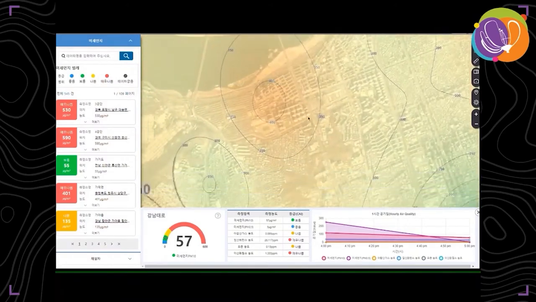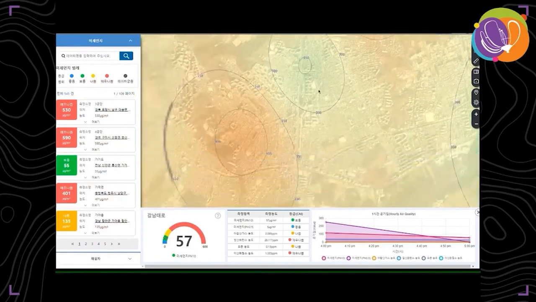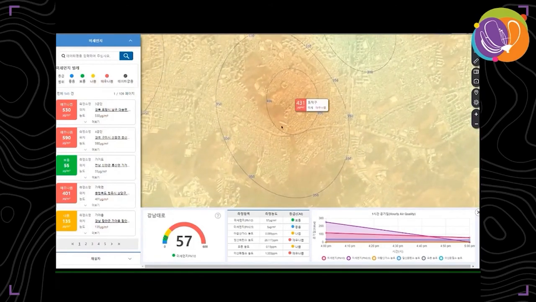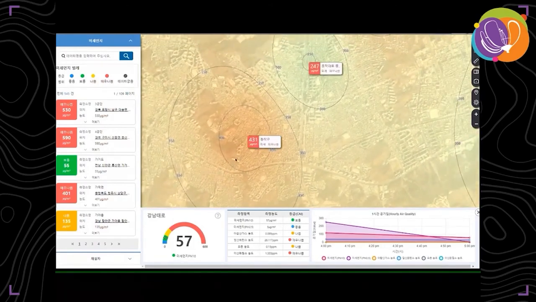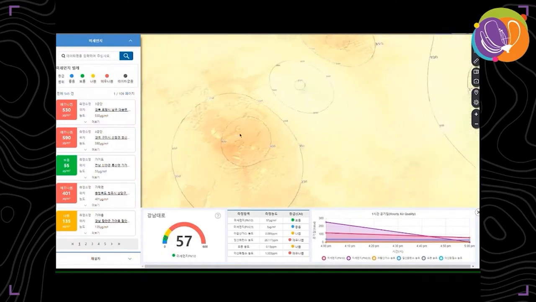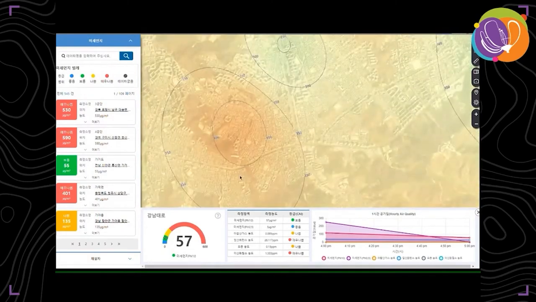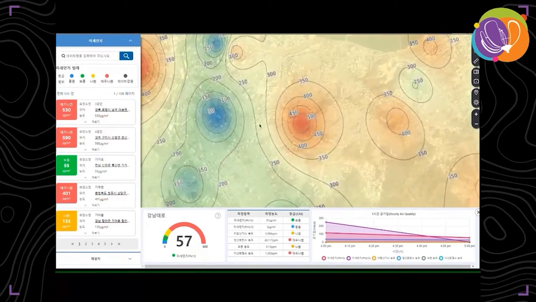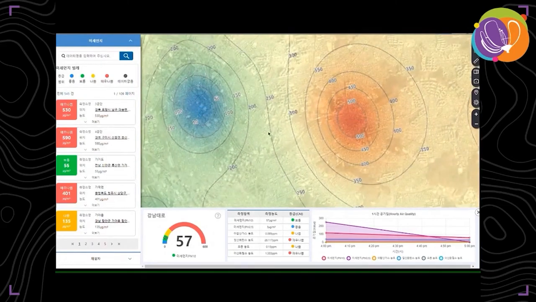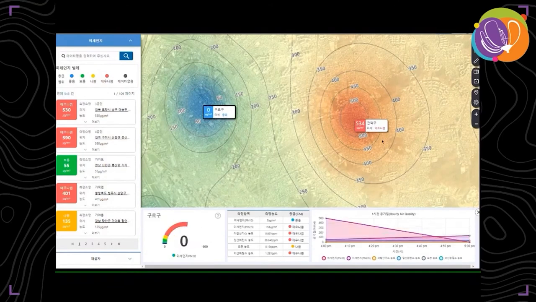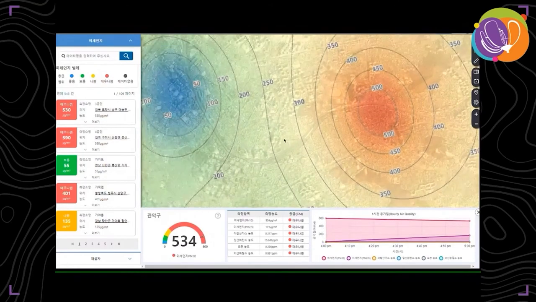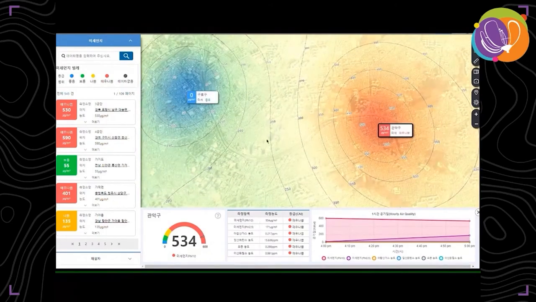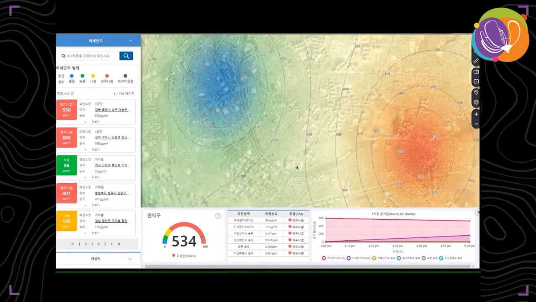Also, using our SensorThings API, we can read the time series value, and we can display that as a graph. This is the data collecting point with the ISO line. We use the GDAL for interpolation and to create this kind of ISO line.